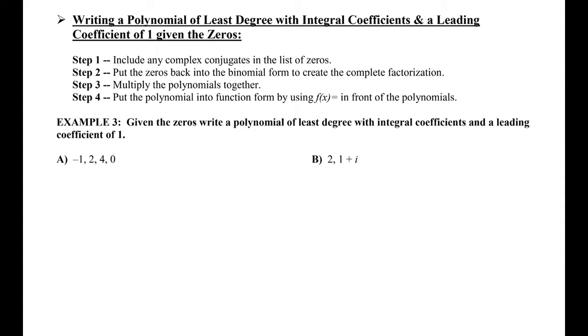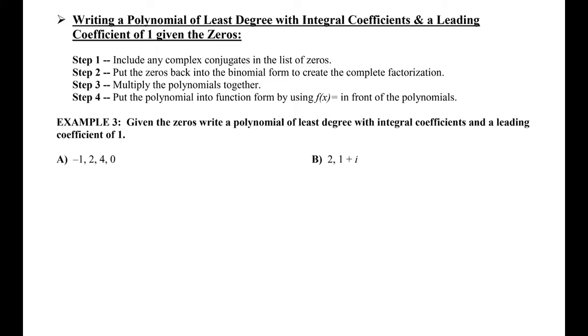Writing a polynomial of least degree with integral coefficients and a leading coefficient of 1 given zeros. Your first step is going to be to include any complex conjugate in the list of zeros. Then, we will put the zeros back into their binomial form to create the complete factorization. Then we will multiply the polynomials together and put the polynomial into its function form by using f of x in front of your answer. So the first thing I need to do is check for any complex conjugates. For example A, we do not need to add any.